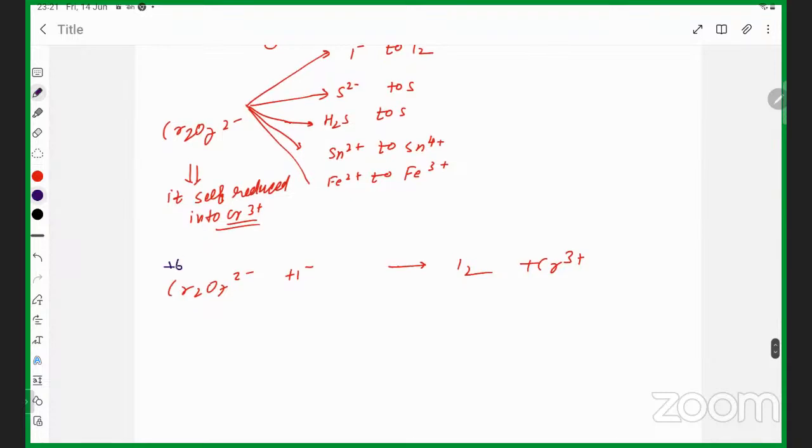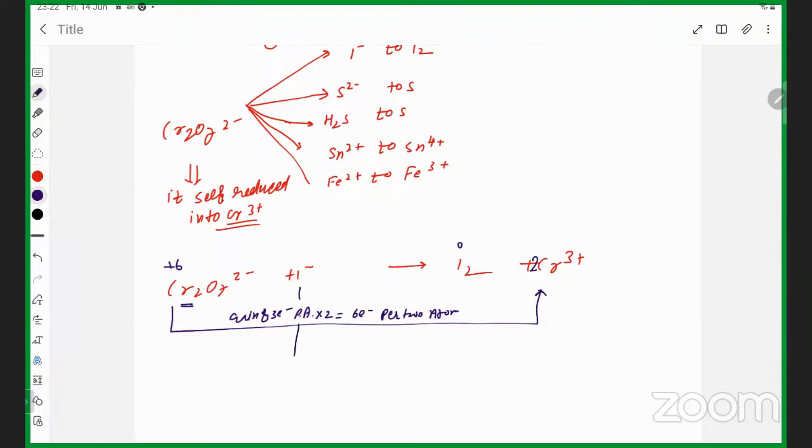Here the oxidation state is +6, here the oxidation state is +3, -1, 0. So how can you balance here? See this one. This is gain of how many electrons? Gain of 3 electrons per atom. Per atom 3 electrons. So how many atoms are there? 2 atoms. So multiply by 2. So 6 electrons per 2 atoms. So 2 atoms are there. So how many? 2 electrons.